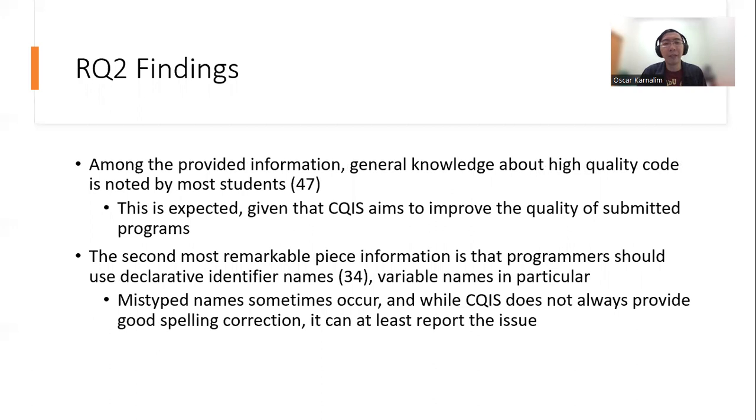So among the provided information, general knowledge about high quality code is noted by most students, 47. This is expected given that CKIs aim to improve the quality of submitted programs. The second most remarkable piece of information is that programmers should use declarative identifier names, variable names in particular. So mistyped names sometimes occur, and while CKIs do not always provide good spelling correction, they can at least report the issue.